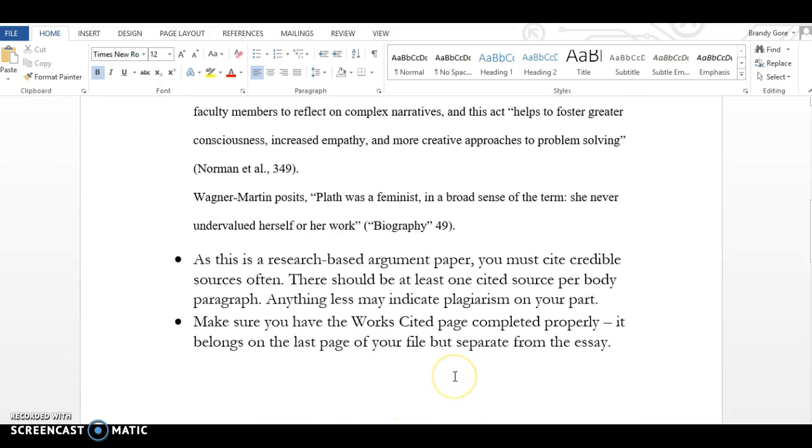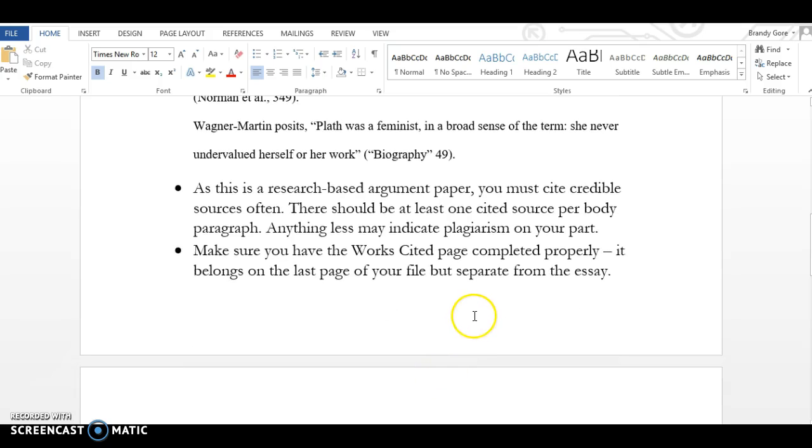Okay, as this is a research-based argument paper, you must cite credible sources often. There should be at least one cited source per body paragraph. If you don't have a cited source per body paragraph, then what are you writing? This is not a personal essay. This has to be research-based. So anything less may indicate plagiarism on your part, and plagiarism is a serious offense. It could fail you, the whole course for you. So please make sure that you are providing evidence. For starters, you should have evidence in your papers, but that you're also citing that evidence accordingly.